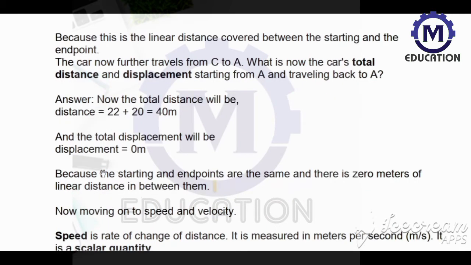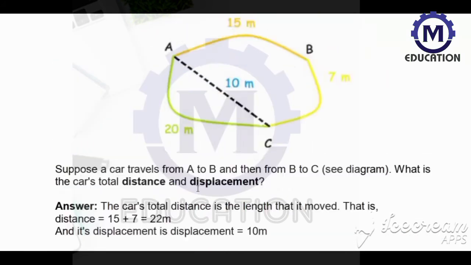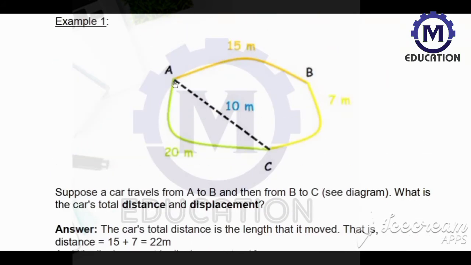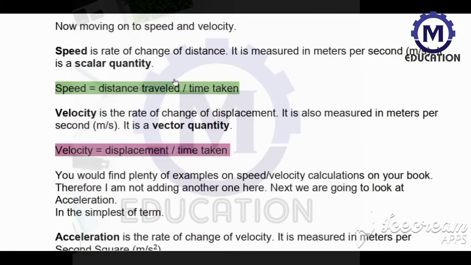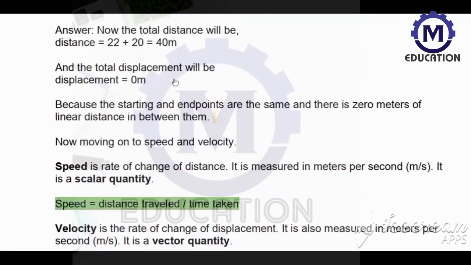Why is it 0? Because the starting and end point are the same, and there is 0 meters of linear distance between them. It means the car follows this path, travels from A to C and comes back to A. There is 0 linear distance between A and A. That's why the total displacement is 0.